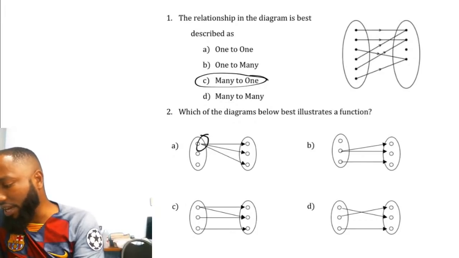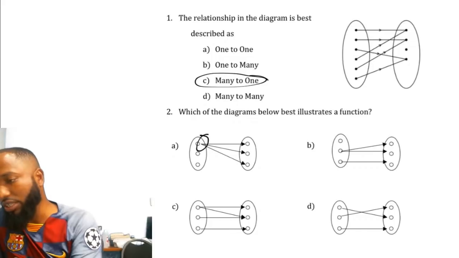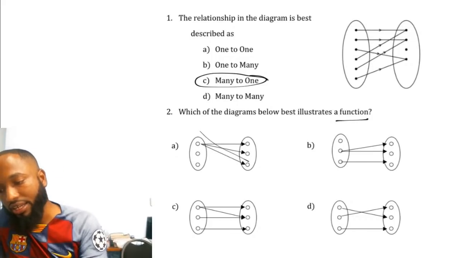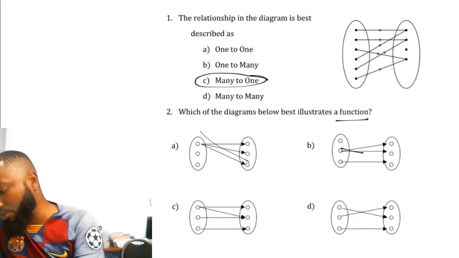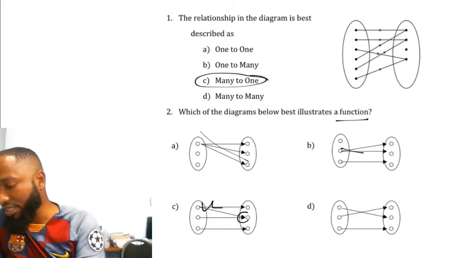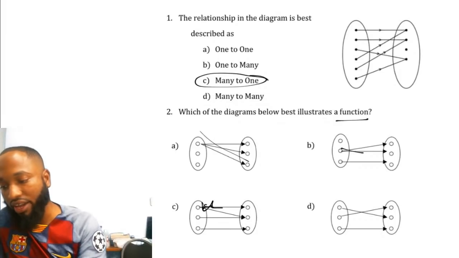You can't have a 1 to many situation. See how this splits in here? That's a no-no for a function. So anytime you see that split, you can't have that. Can you have this meeting up there? Yes, you could have that, but this already had a split, so it's disqualified.